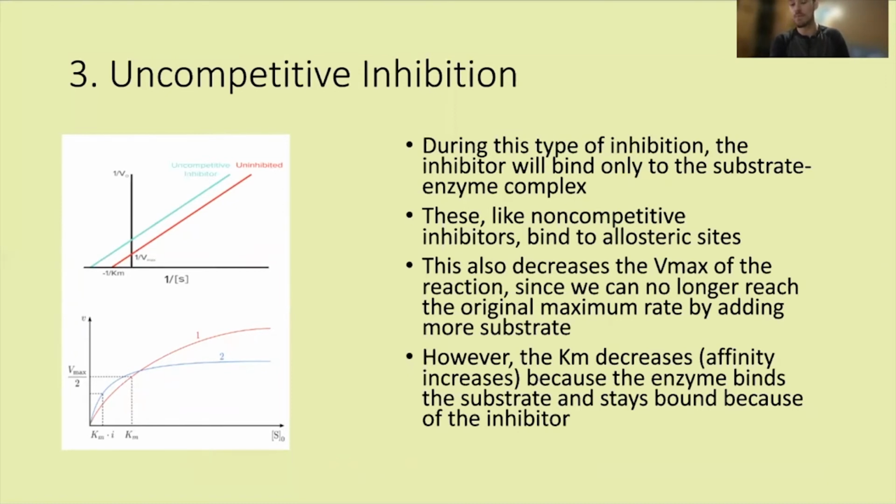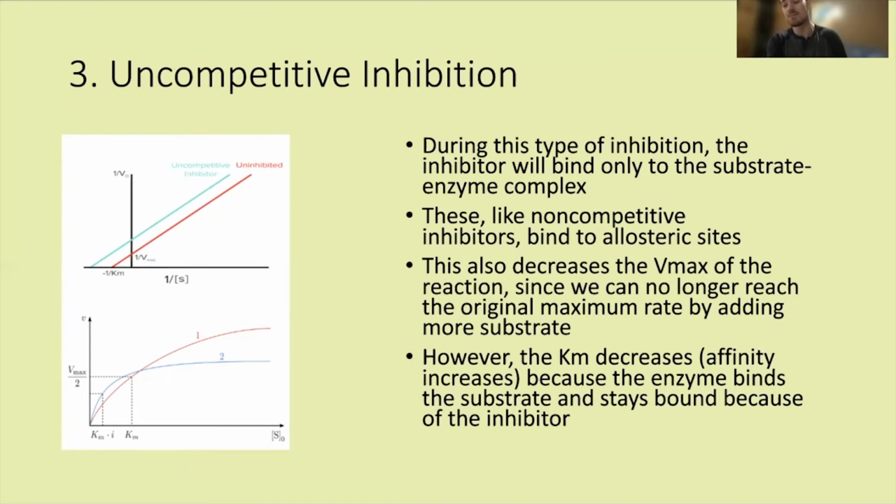Like non-competitive inhibitors, these bind to allosteric sites. So again, we're not competing for the active site, but uncompetitive inhibitors only bind to the substrate enzyme complex. This also decreases the Vmax of the reaction since we can no longer reach the original maximum rate by adding more substrate. For the same exact reason as non-competitive inhibition, that maximum rate is decreased because it doesn't matter how much substrate we add, we're not going to reach that original Vmax. However, the Km decreases, the affinity increases because the enzyme binds to the substrate and stays bound because of the inhibitor. So that's a little bit different.